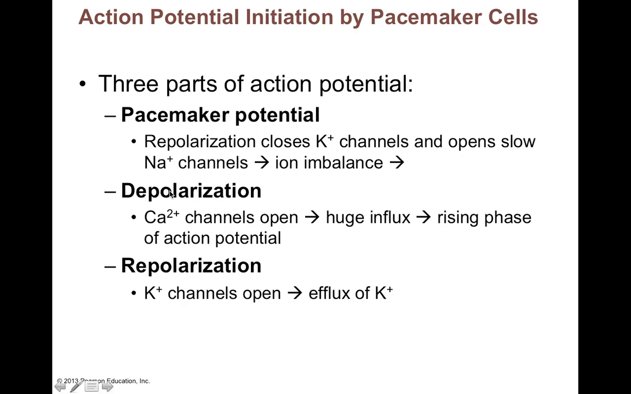Once you reach threshold, we start this depolarization phase, which is due to the opening of voltage-gated calcium channels. You get an influx of calcium, which causes the rising phase of the action potential, the depolarization. Then near the peak of that action potential, voltage-gated potassium channels open, and you get an efflux of potassium, just like other action potentials we've talked about.